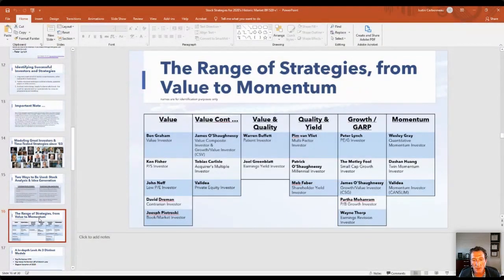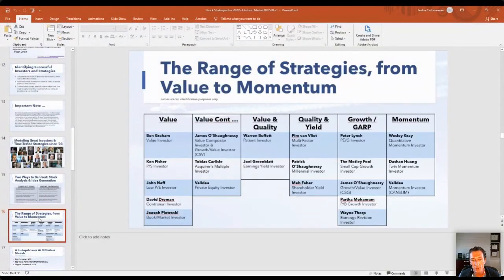Those are what I would consider value-oriented strategies. So they're looking to find stocks that are cheap based on something, whether it's based on book value, an earnings multiple, or cash flow, but they're trying to identify stocks that look cheap according to some sort of valuation metric.